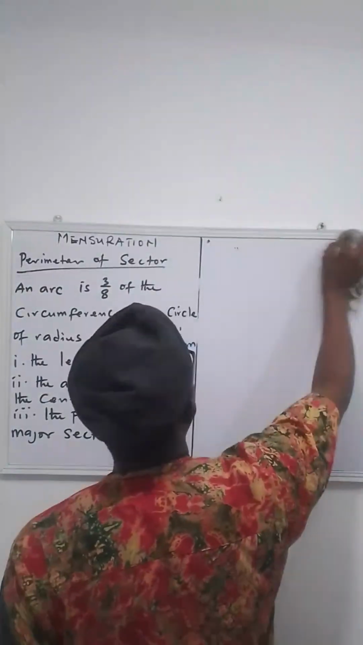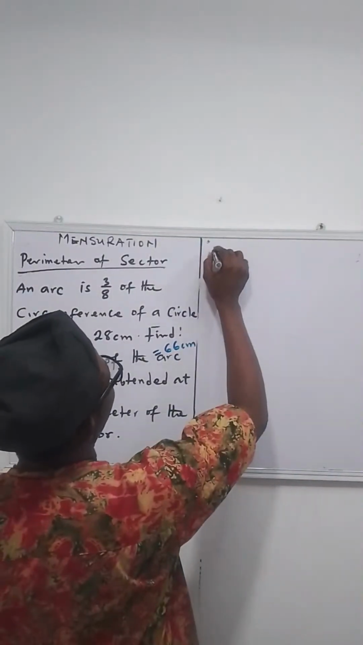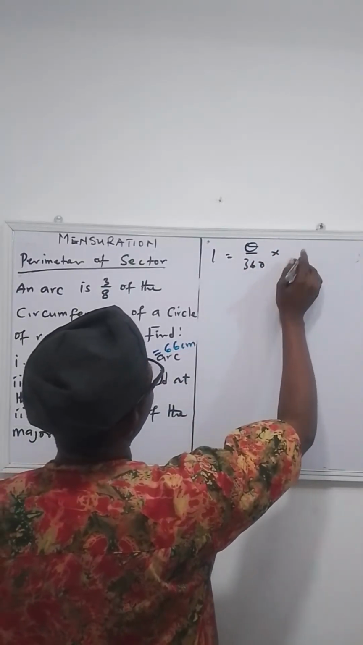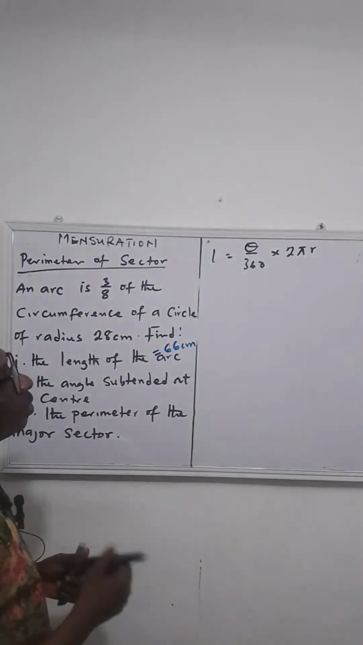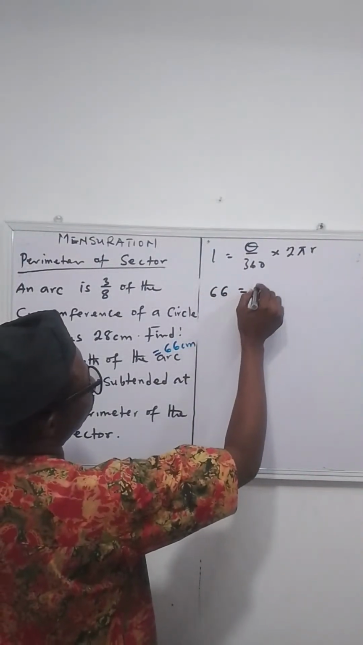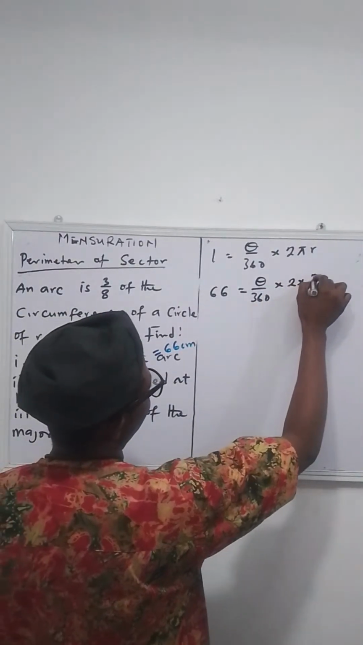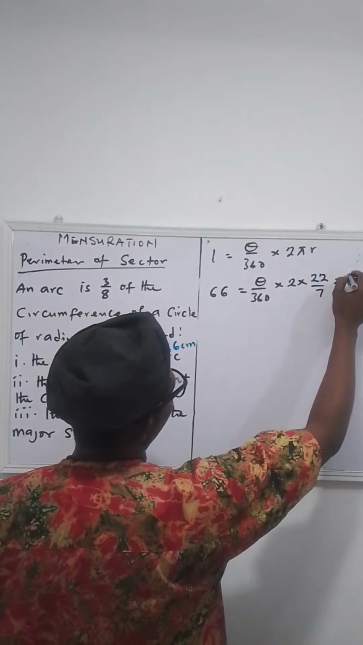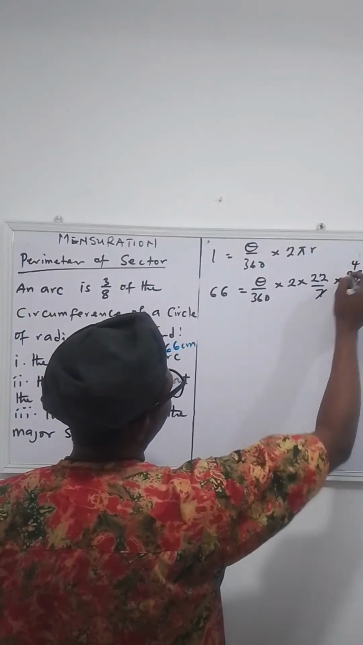Since we already know the length of the arc now to be 66, let's write out the formula. We have theta over 360 times 2 pi r. So we already have it to be 66. We have 66 equals theta over 360 times 2 times 22/7 times r. So r is 28. Okay, 7 goes there 1, 7 goes there 4.